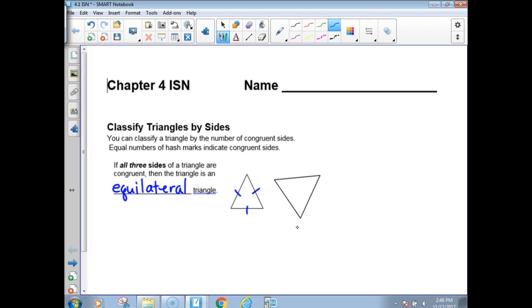It will be an equilateral triangle. So this other one is also equilateral. On its sides, I'm going to do double slashes. Equal slashes means equal length.